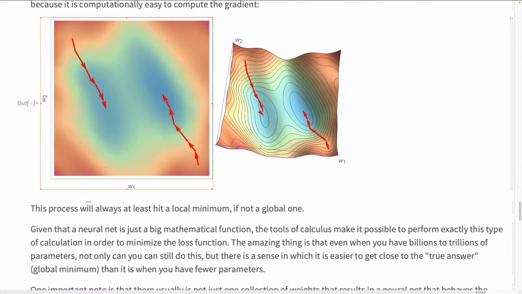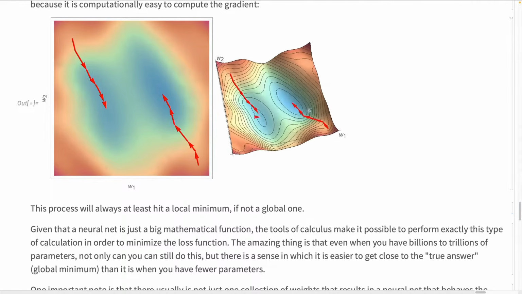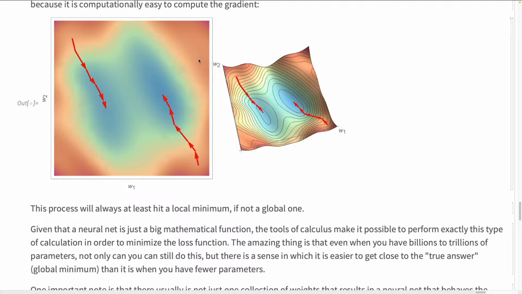And this is another fact from calculus. This process will always result in hitting a local minimum, if not a global one. You could imagine that if you take another path around outside this curve, maybe there's a really steep hole over here that you don't reach by this method, but you will at least reach a local minimum.